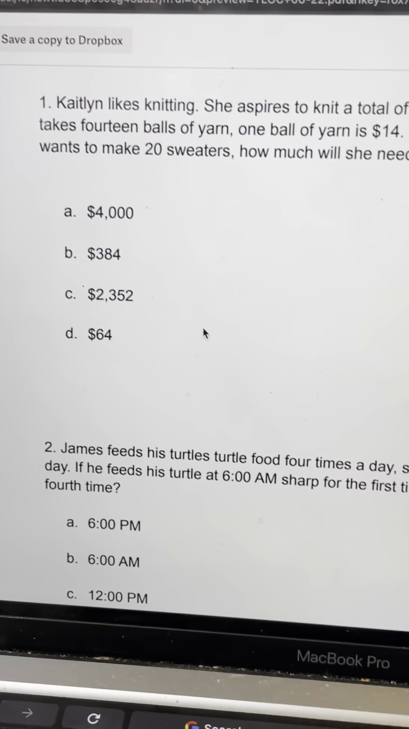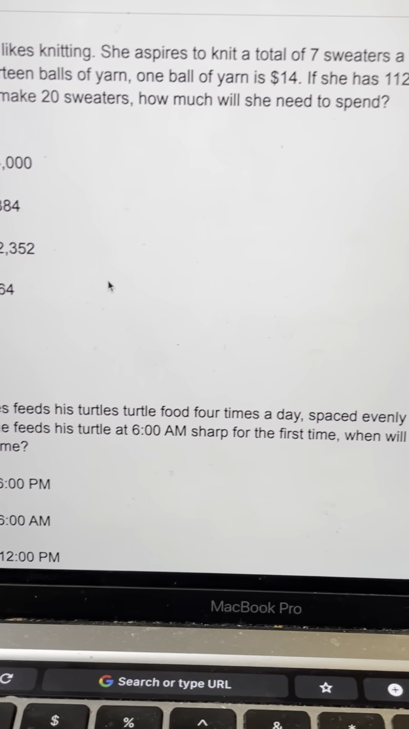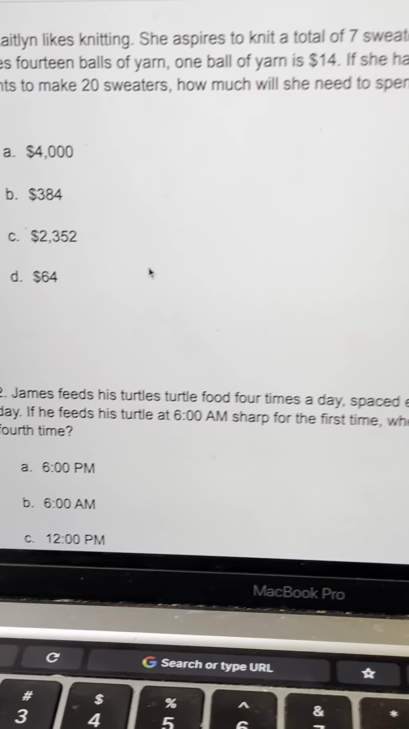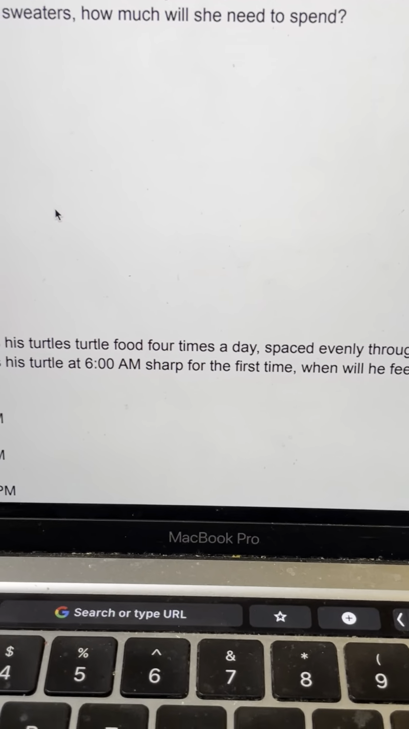Kayla likes knitting. She aspires to knit a total of 7 sweaters in a week. Each sweater takes 14 balls of yarn. 1 ball of yarn is $14. If she has 112 balls of yarn but wants to make 20 sweaters, how much will she need to spend?